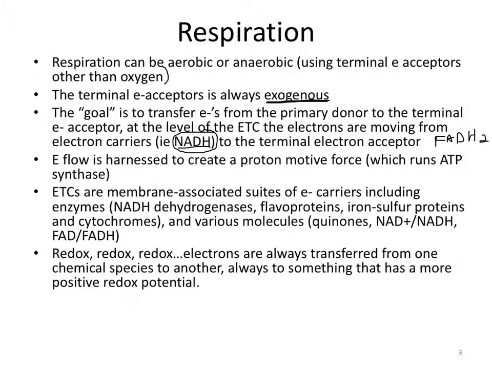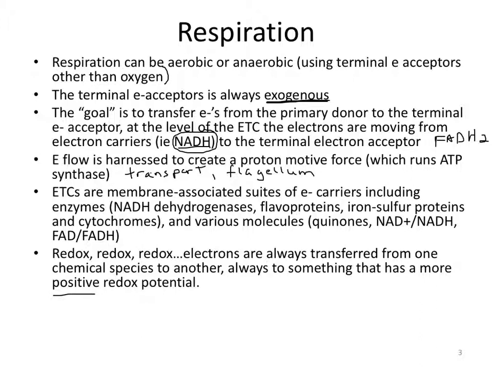The electron flow is energy, and that energy is harnessed to create a proton motive force, and that proton motive force is then harnessed to run ATP synthase and also to accomplish other important functions such as transport or running a flagellum. Electron transport chains are membrane-associated suites of electron carriers, including enzymes and various molecules. Remember that this is all about redox. Electrons are always transferred in an electron transport chain from one chemical species to another that has a more positive redox potential.